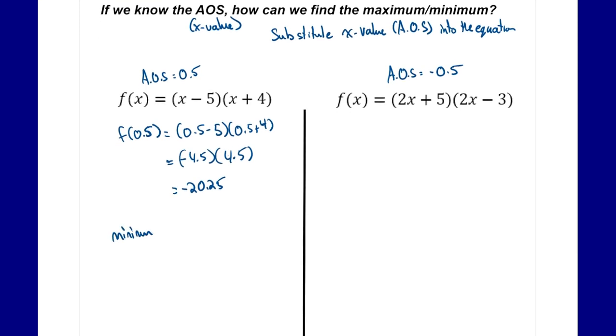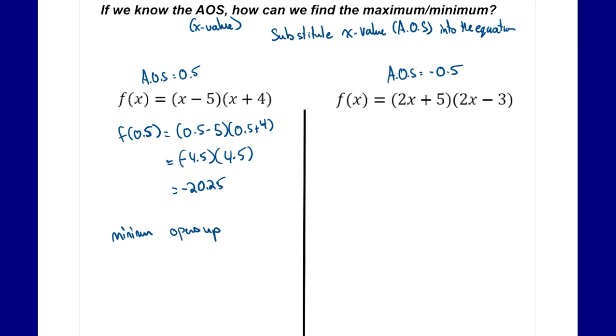And if you're not sure how I determined it was a minimum, if I look at my a value out front, what sign is it? In this case, the sign is positive, so that means that this y value is the minimum because it opens up. So that means my vertex is going to be at the bottom, my lowest point.